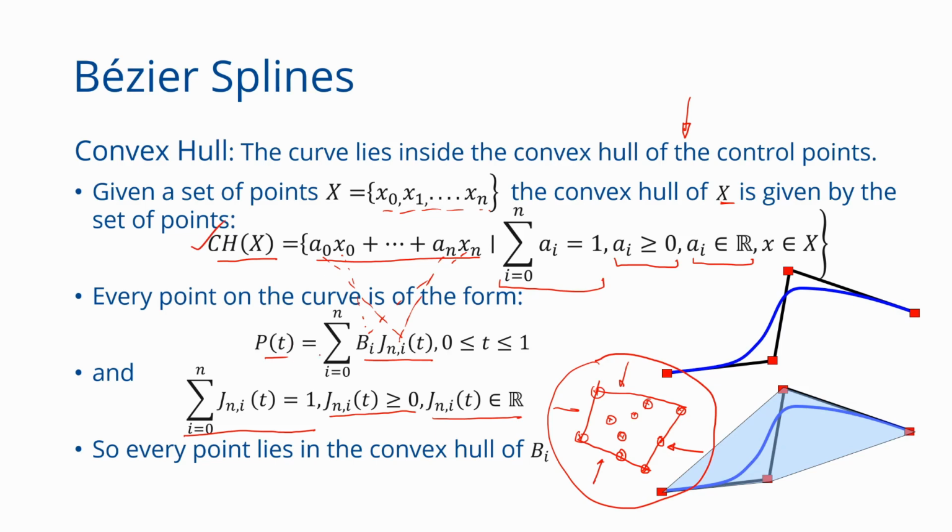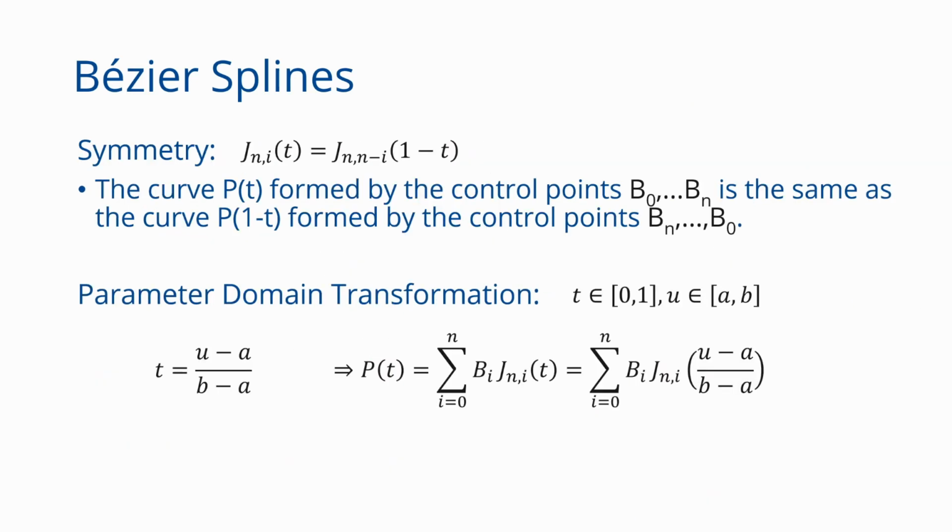So that is one way of intuitively thinking about the convex hull, but the formal definition is what helps us in proving this property. Moving on, Bezier splines also have the property of symmetry. That is, the curve formed by considering the control points from B0 to Bn and varying t is the same as the curve formed by the control points Bn to B0, with 1 minus t. You get the same curve whether you consider the control points from B0 to Bn or from Bn to B0.